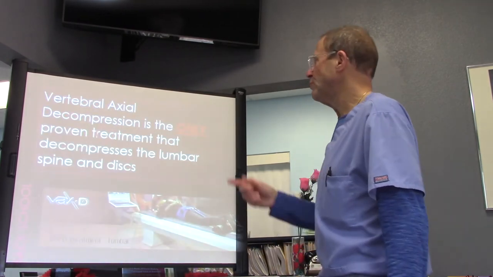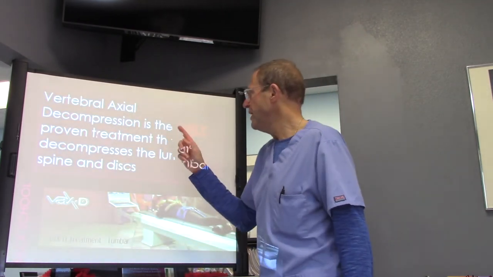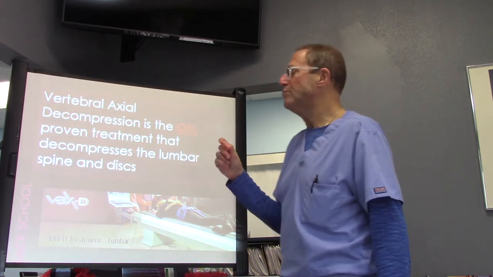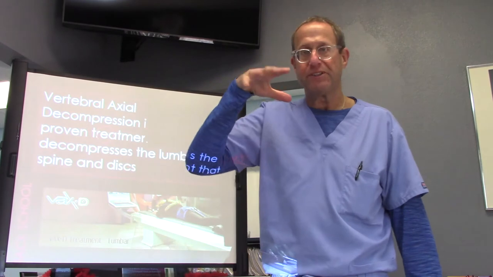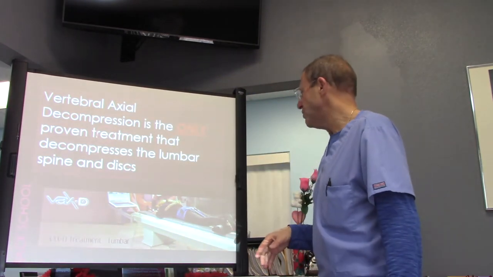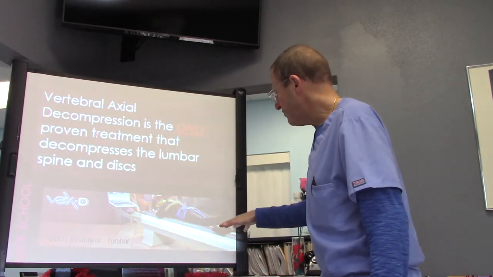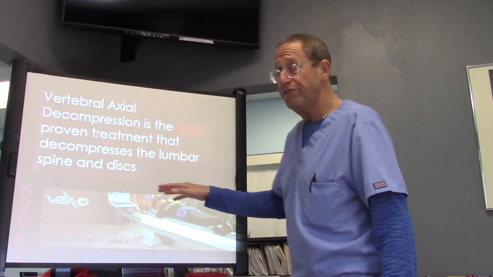VAX-D is the first one. VAX-D, vertebral axial decompression, is the proven treatment that decompresses the lumbar spine. Decompresses. Instead of compressing, it does the opposite. So it sets up that vacuum effect on the disc. The person lies down on a VAX-D table. Don't confuse this with traction.